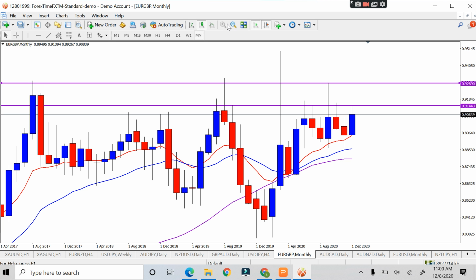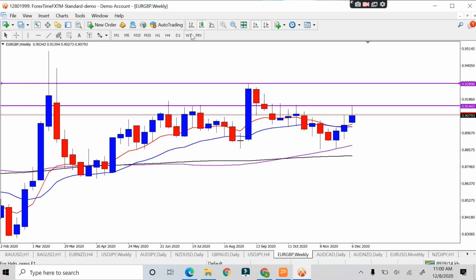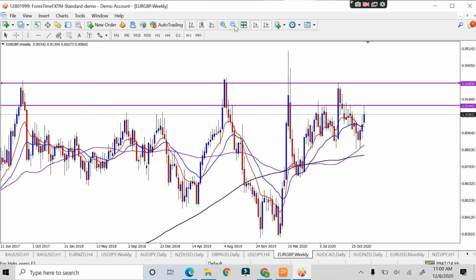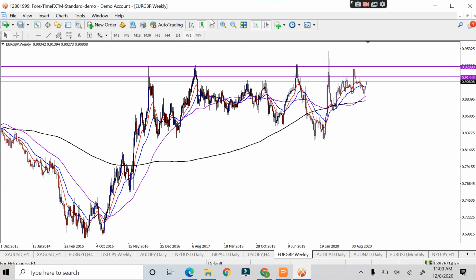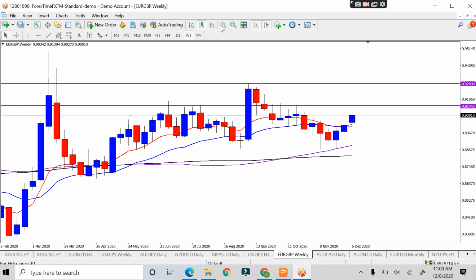forming during the month, and the month is just 8 days old, and you can see the size of the candle already forming. So on the weekly, to have a clearer picture, I think the resistance there is holding up a bit. So for me to buy this market, I would have to wait for the break above this resistance before I buy the market.